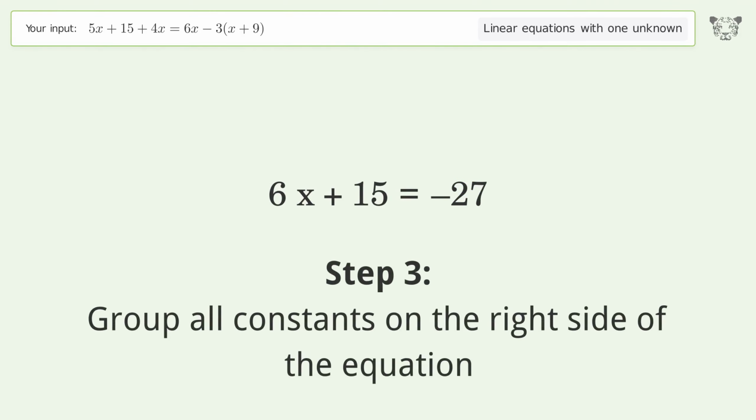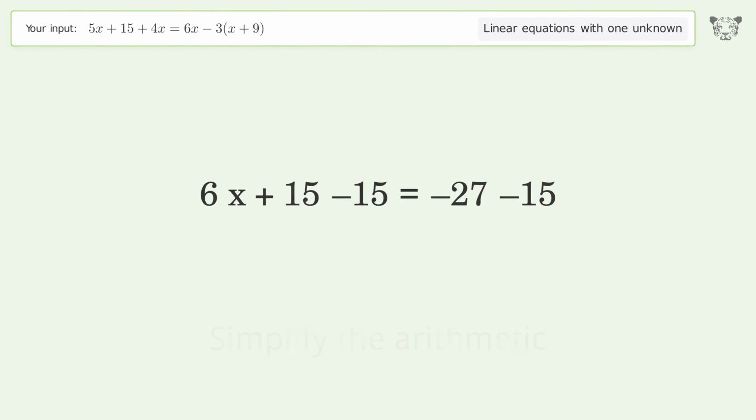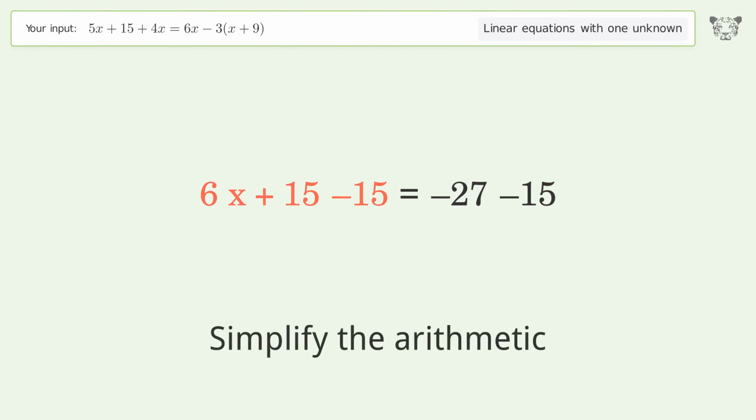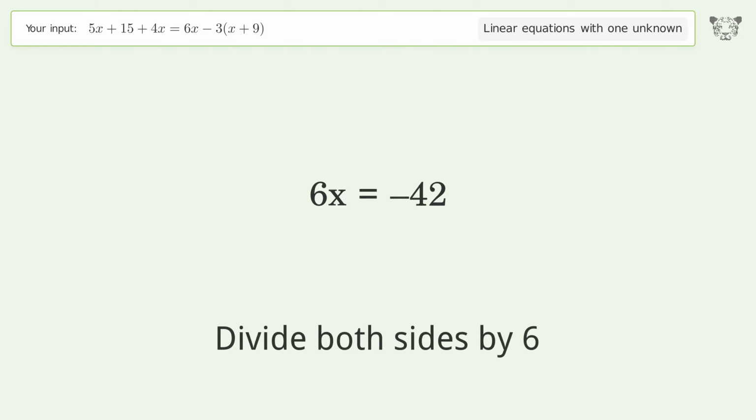Group all constants on the right side of the equation. Subtract 15 from both sides. Simplify the arithmetic. Isolate the x. Divide both sides by 6.